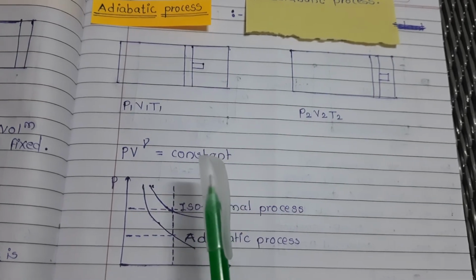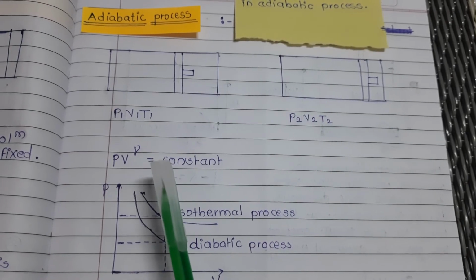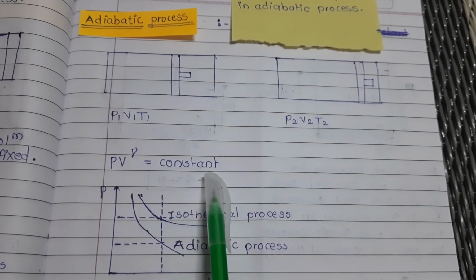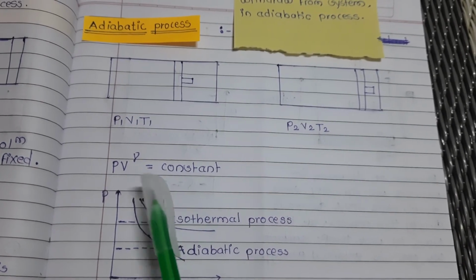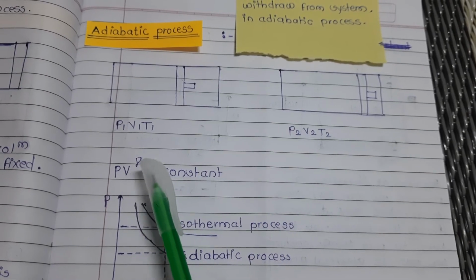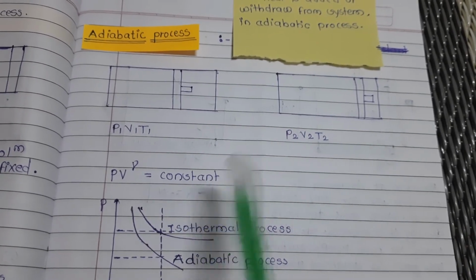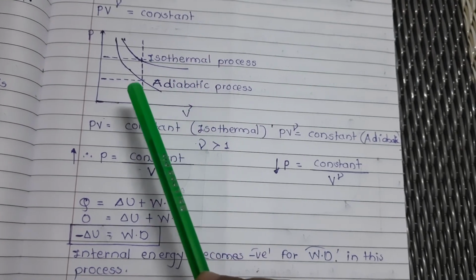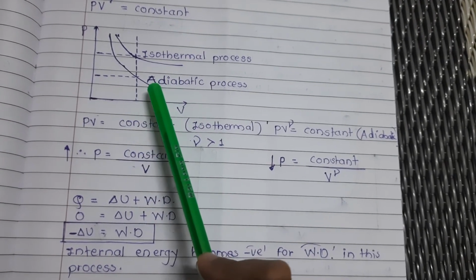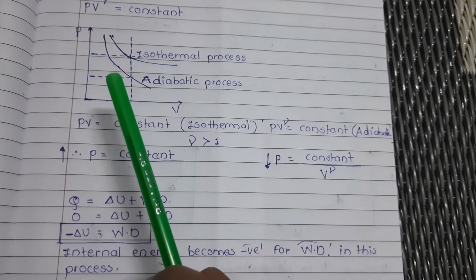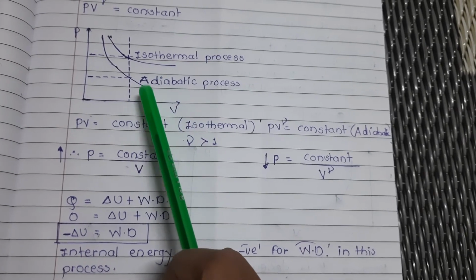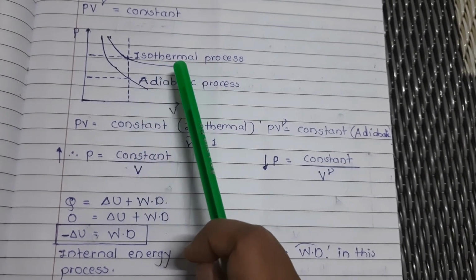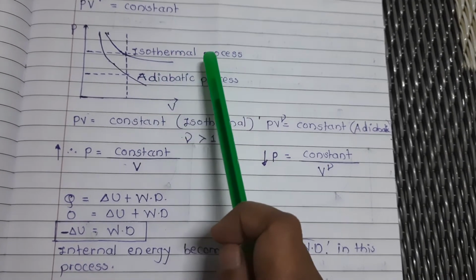Now we will discuss the adiabatic process. For an isothermal process, PV is equal to constant is the equation. But for an adiabatic process, PV raised to gamma is equal to constant. Same curve graph for isothermal process and adiabatic process. But this lower curve is for the adiabatic process and this curve is for the isothermal process.